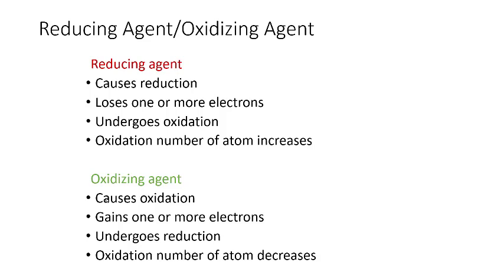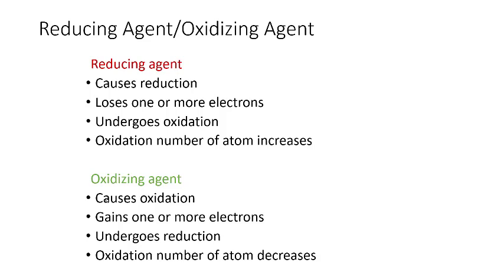So I previously stated that an oxidation cannot occur without an accompanying reduction, and vice versa. Reduction cannot occur without an accompanying oxidation. And so this introduces another term called an oxidizing agent or a reducing agent. So a reducing agent causes reduction, and it loses one or more electrons, and it undergoes oxidation. And so the oxidation number of the atom increases. Whereas an oxidizing agent causes the oxidation of a separate species, it gains one or more electrons, which means it is reduced. And so the oxidation number of the atom decreases.